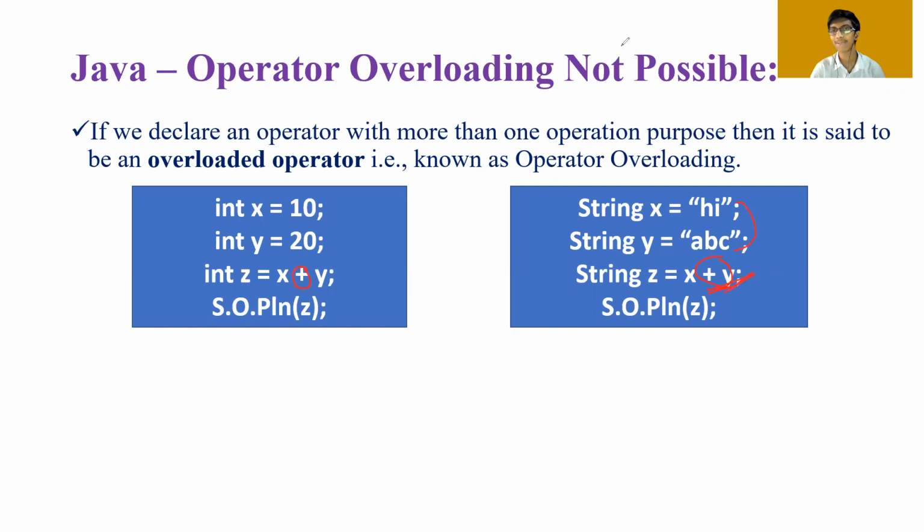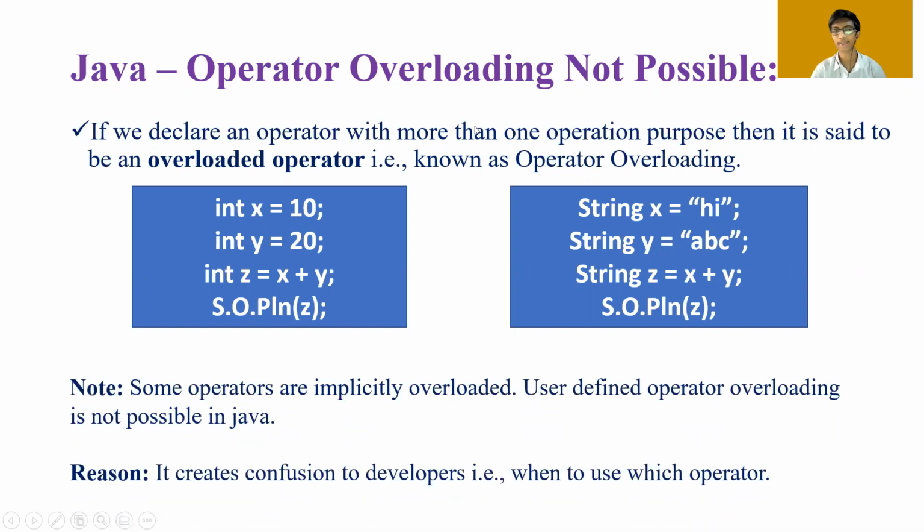By seeing this example, you may think that Java supports operator overloading, right? But it's not true, guys. Operator overloading will not be supported at user level, meaning the user can't define the purpose of an operator, but Java gives support for implicitly overloaded operators. Okay, let's see this. Observe the note point. Some operators are implicitly overloaded, and user-defined operator overloading is not at all possible in Java.